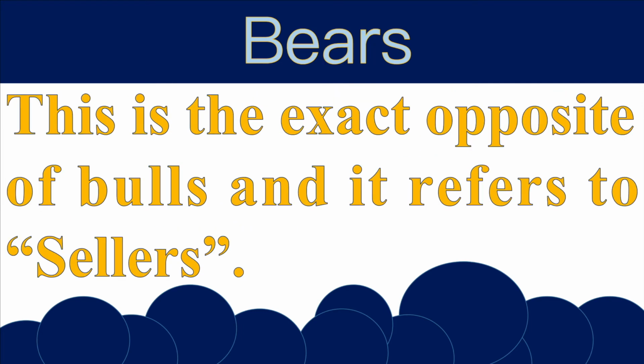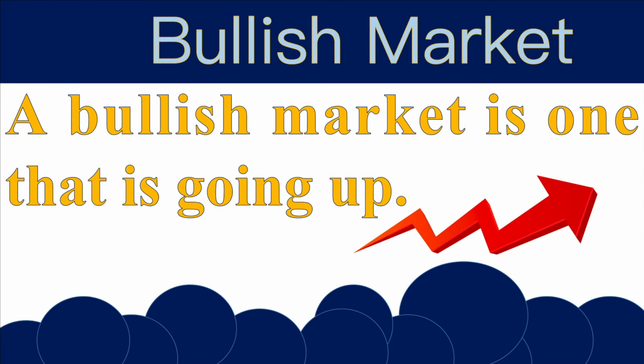This is the exact opposite of bulls, and it refers to what? Sellers. So bears are the sellers and bulls are the buyers. Let's move on. Bullish market. Bullish market is one that is going up. Since you are told that bulls are buyers, so bullish market should be going up.